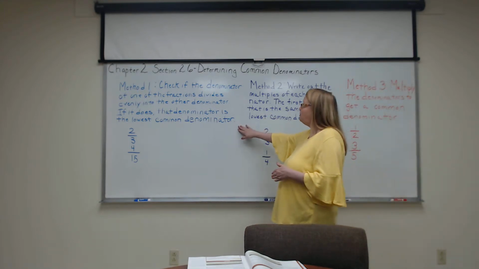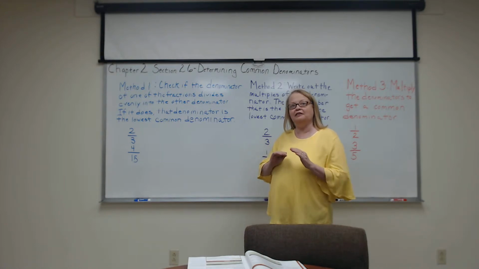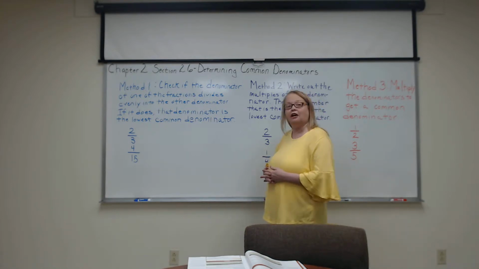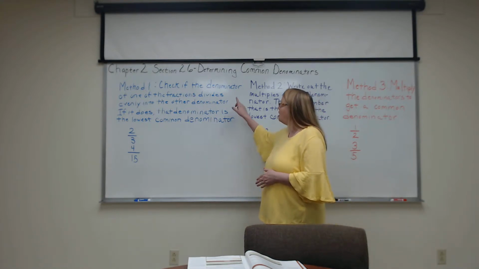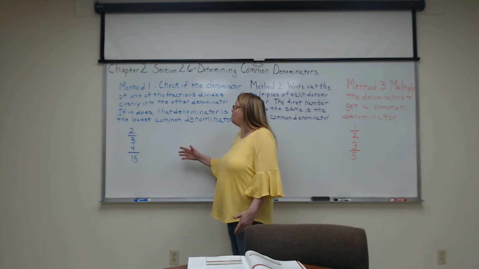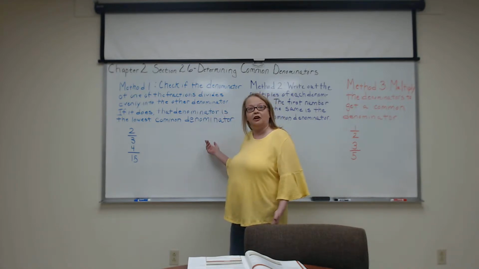The first one, method one: one of the things many students fail to do is to take a look and see if they already have the lowest common denominator. How do you do that? With method one, basically, you're going to check and see if the denominator of one of the fractions divides evenly into the other denominator. And if it does, that denominator then is the lowest common denominator.